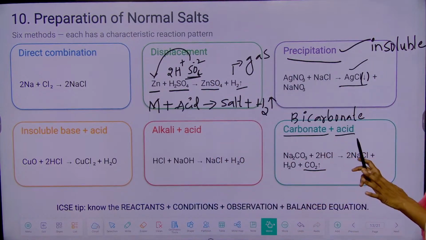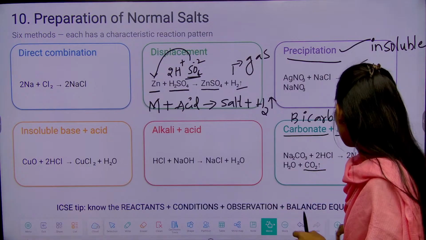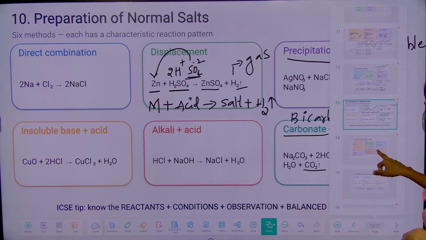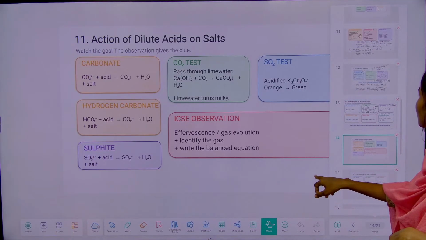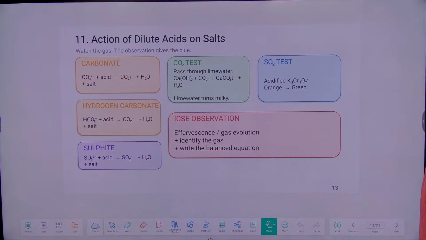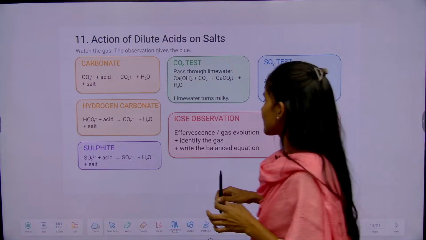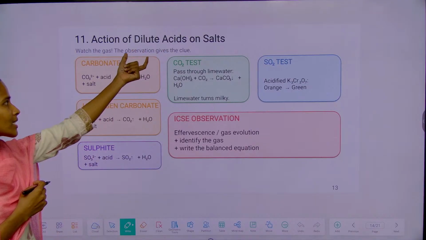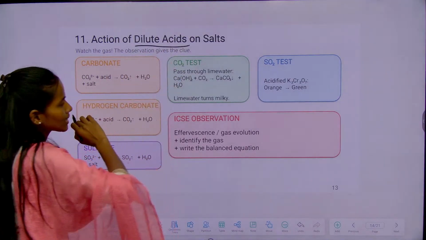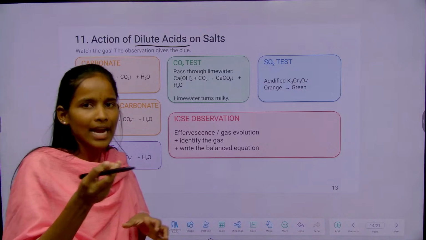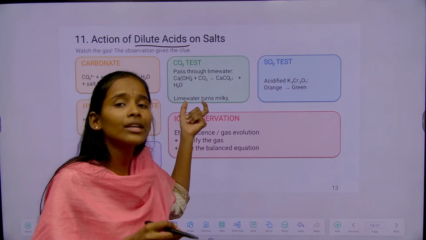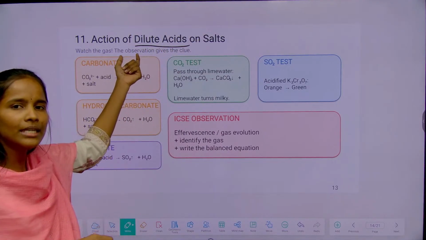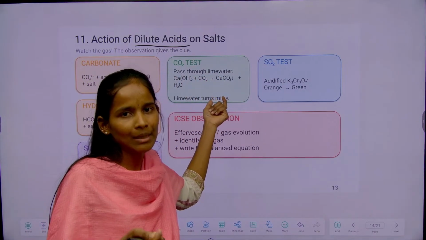These are the preparations for the different types of salts. Then moving to the next one, action of dilute acids on salts. Dilute acids, what does it mean? We have discussed just now, it means the amount of acid. If it is less per unit volume, then we will call it dilute acid. If it is concentrated, more acid is present per unit volume.